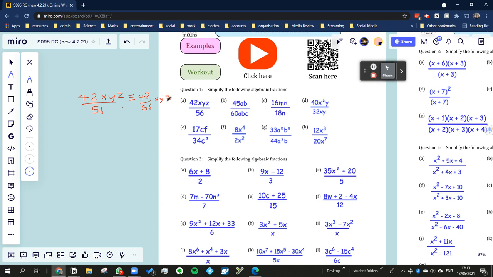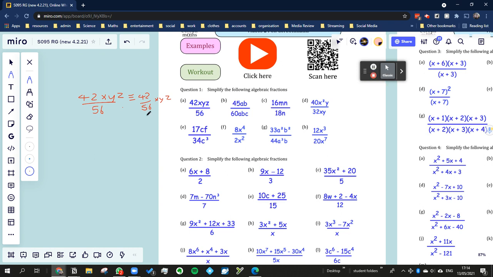So basically, you can't simplify the x, y, z anymore, but you can simplify the 42 over 56. You can see that straight away because it's an even number for one thing. They're both even numbers, but you can probably simplify it further than that. So can we start off by simplifying 42 over 56? How would we do that?